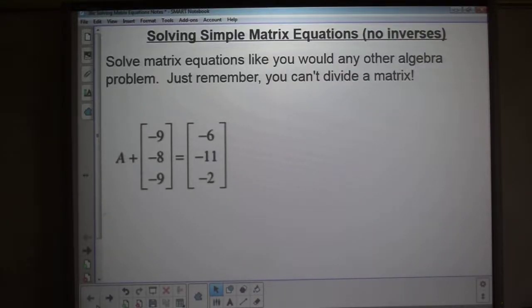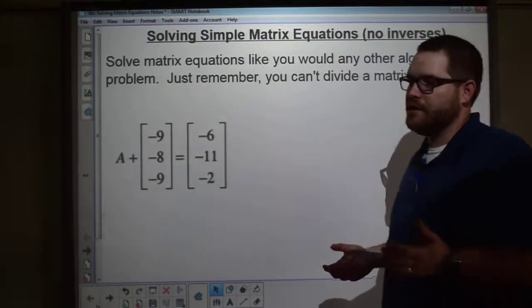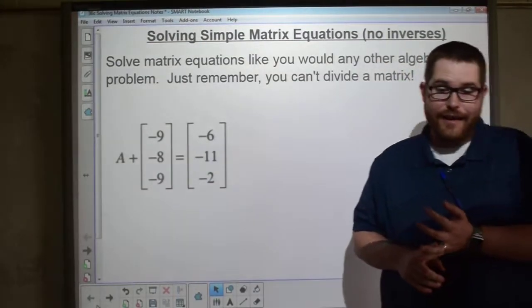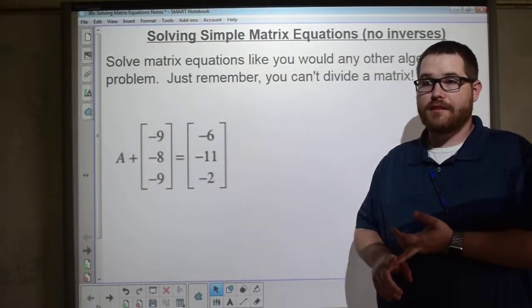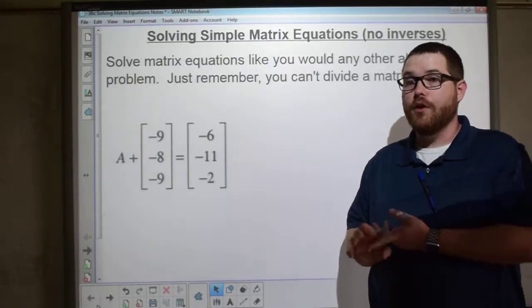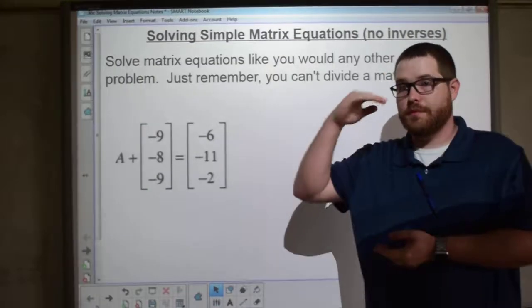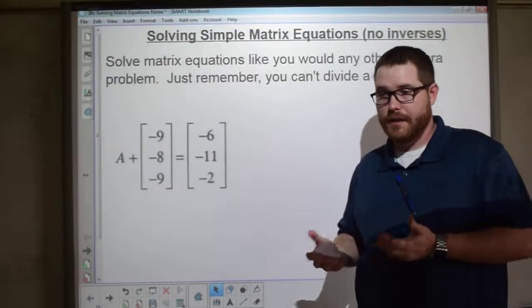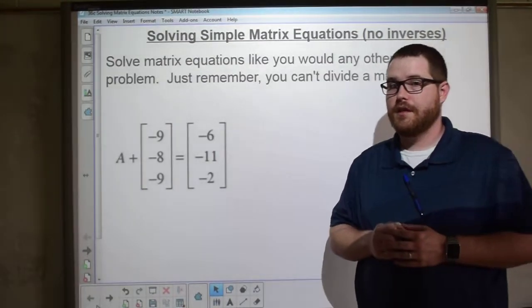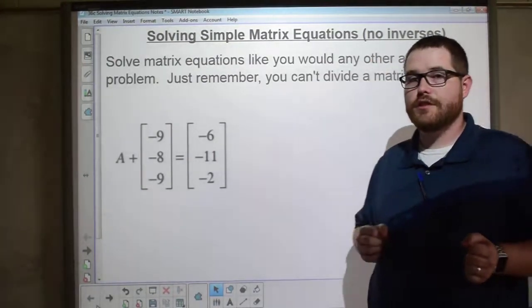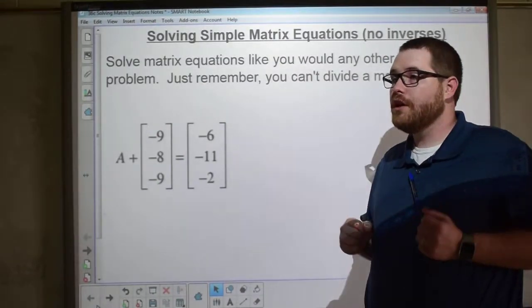Welcome back. Last time we talked about matrix operations: adding and subtracting. We can't divide. How to multiply by a scalar, just distribute in. Multiplying matrices, which is complicated, you multiply row by column, the determinant of a matrix, and the inverse of a matrix. Today we're going to use the inverses to solve matrices, but only for complicated ones.